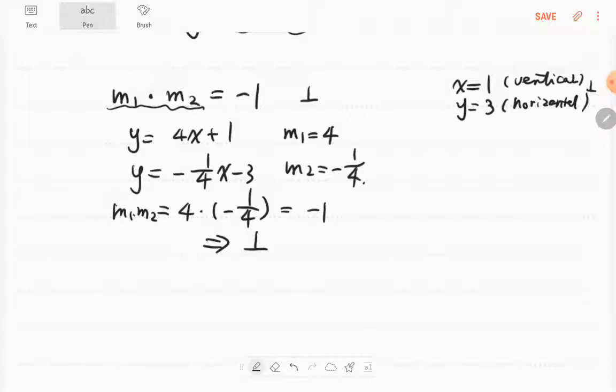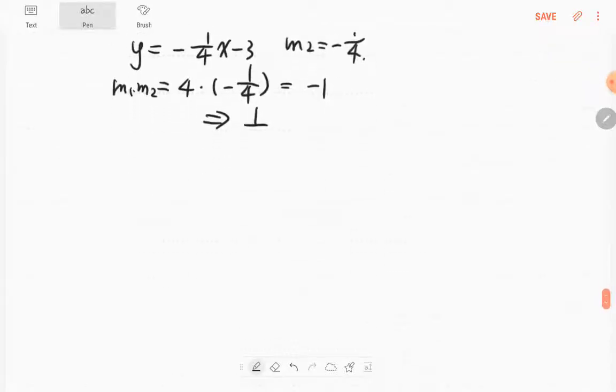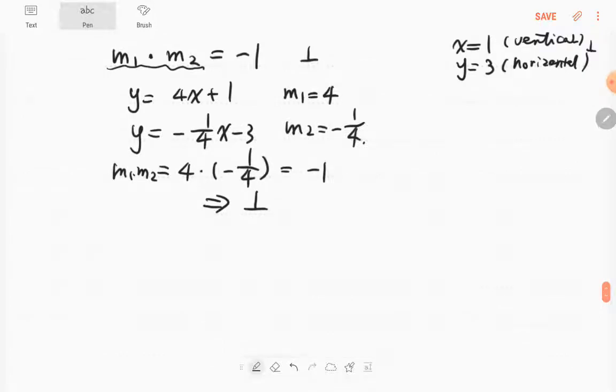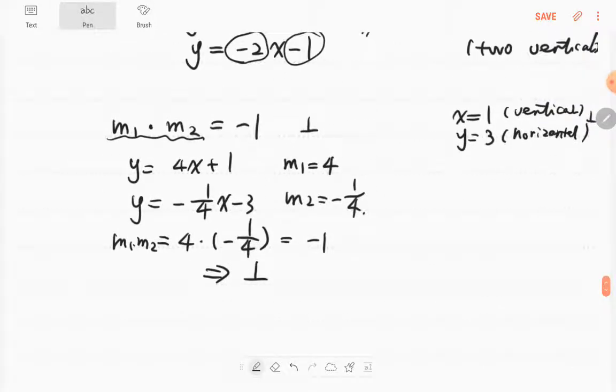But if these two slopes are not the same number, we could test if they are perpendicular to each other. We check the product of these two slopes. If the product is equal to -1, then we can conclude they are perpendicular to each other. So that's the basic step to determine the relationship between two lines, right? But for perpendicular, we have the special case: one vertical line, one horizontal line.